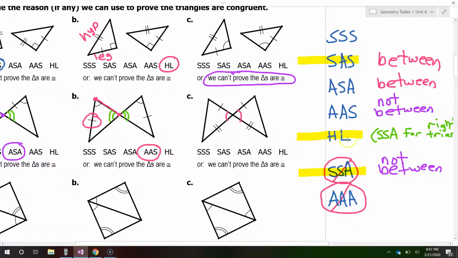First of all, hypotenuse leg. Is this a right triangle situation? No, we have no right angles anywhere. So it cannot be hypotenuse leg. So it's either going to be side angle side or side side angle, which is not a thing. And what matters is whether or not the angle is between the sides. If it's between, then it's side angle side. If it's not between, then it is side side angle, which doesn't work.